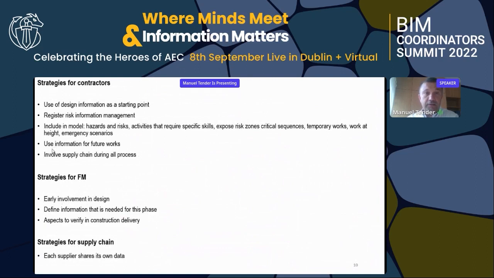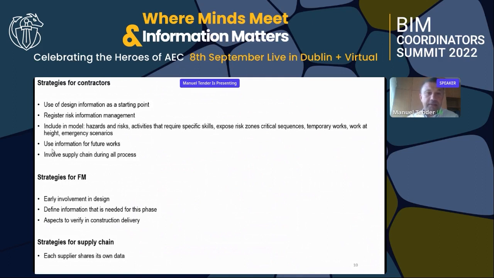For contractors, what does this say? That we've got to use the design information as a starting point, to register risk information, to include these topics in the model, to use this information for future works, and, very important, to involve the supply chain during the process. And when we say involving other actors during the process, it's very important.